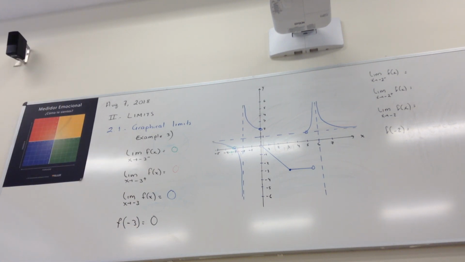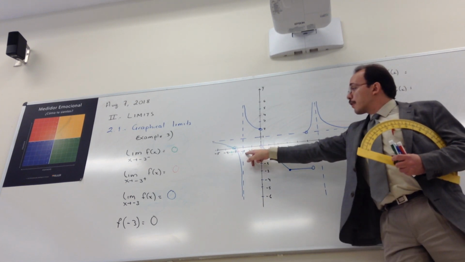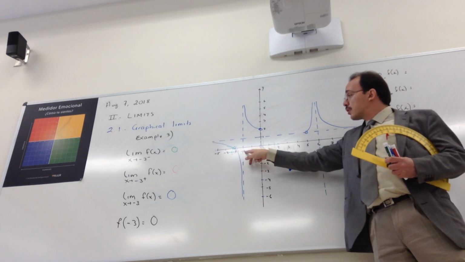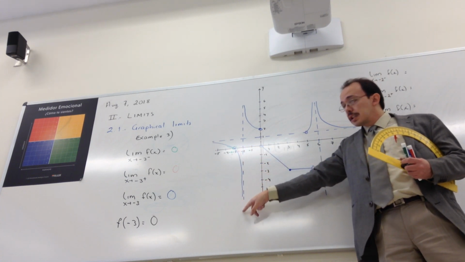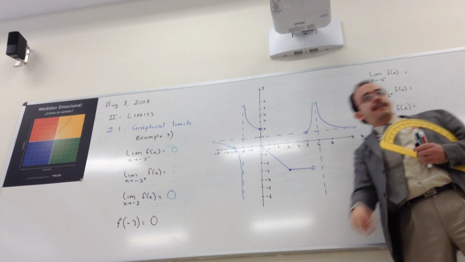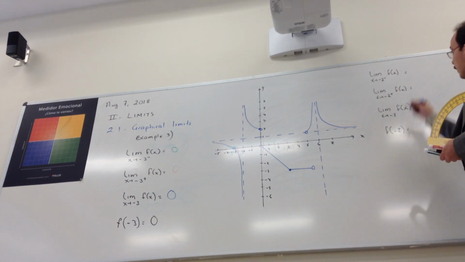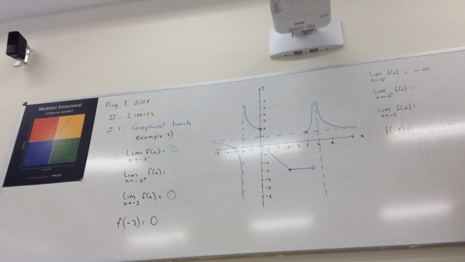Now the value of x is -2. It says the limit as x approaches -2 but from the left side. Now you're approaching -2. My graph goes towards -infinity. Do you see that or no?